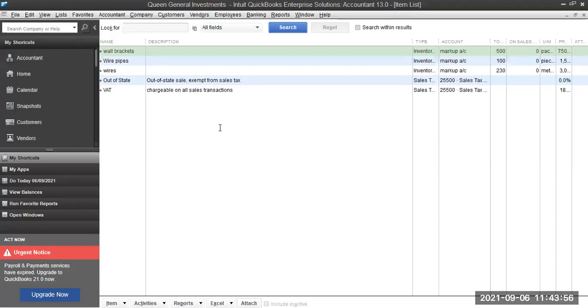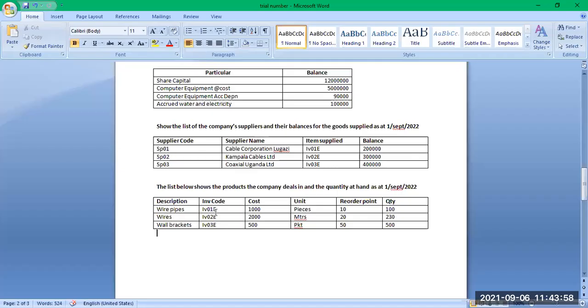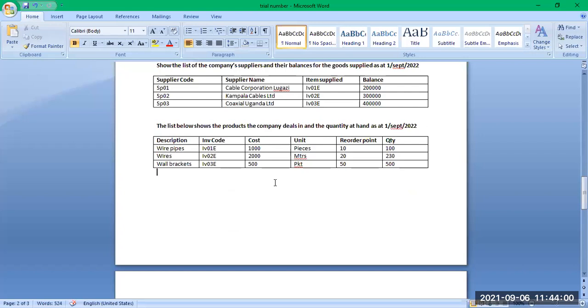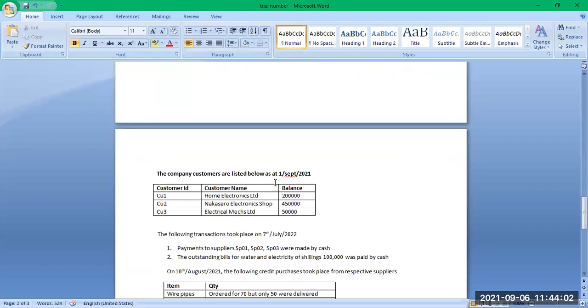We are done with capturing the suppliers, even the products. Then what's next? The company customer list is this. So we enter the customers and their opening balances.